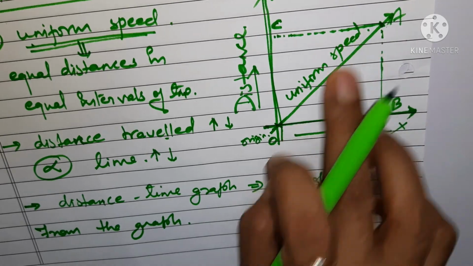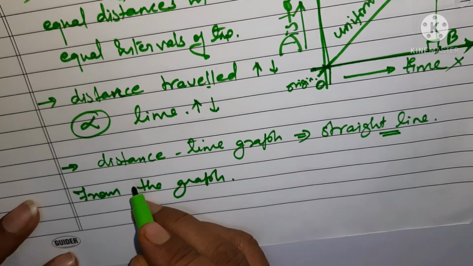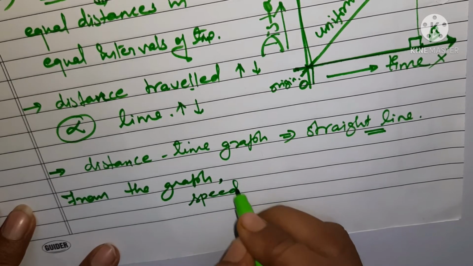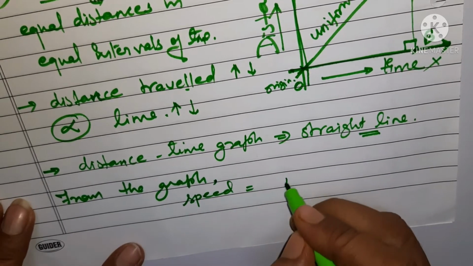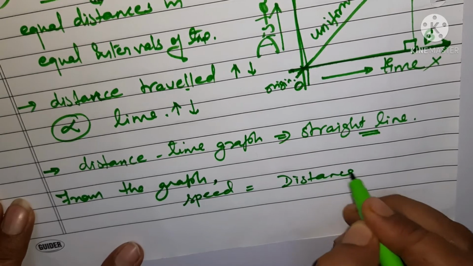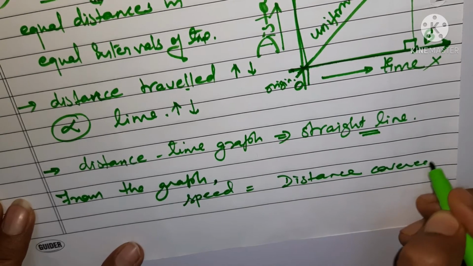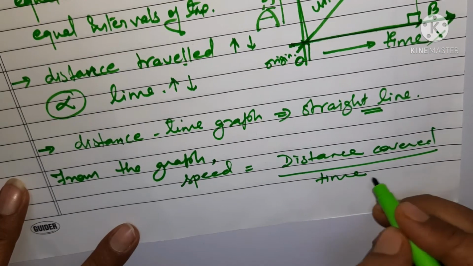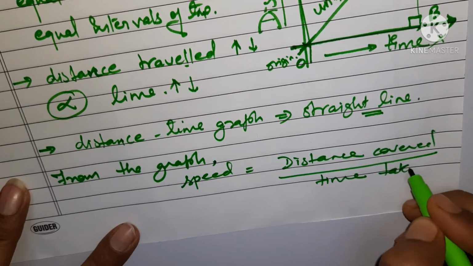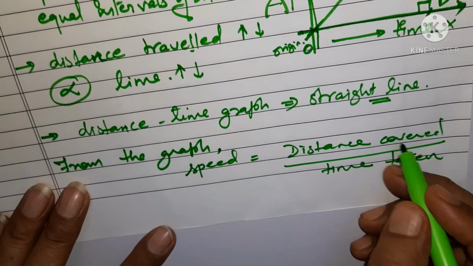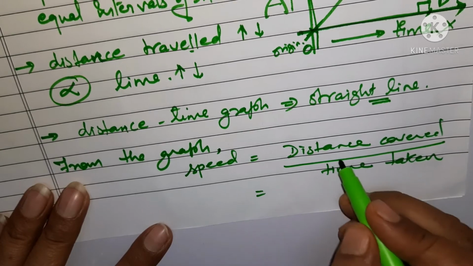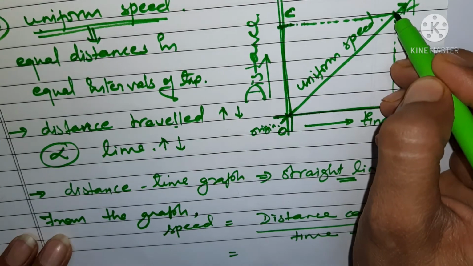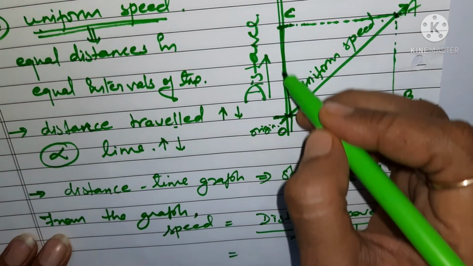Now from the graph we know that speed is given by what? The formula of speed is distance traveled or distance covered upon time taken. We write distance covered upon time taken. So distance covered is how much? You can see this is the distance from here to here, it has reached from O to A. So distance covered is this much.